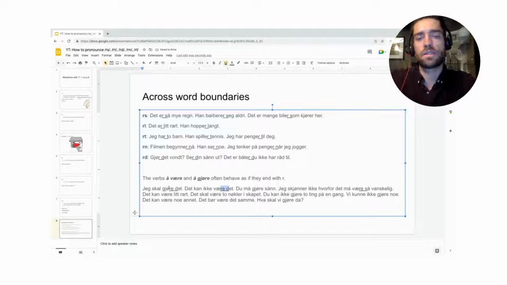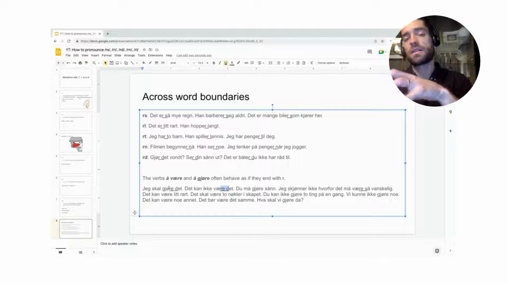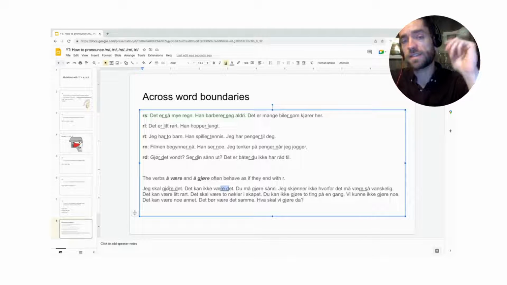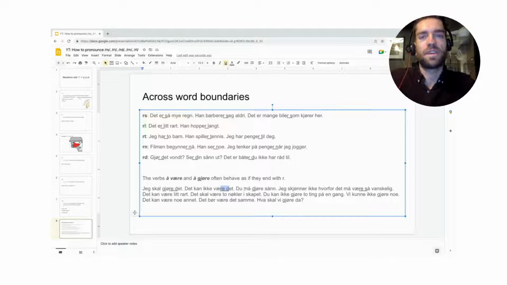So many times gjøre is gjør det when it's followed by a word starting with D or T or N or S, sorry. I hope you're not getting confused here. And the same with være. Many times it's pronounced as være det. So you will hear det kan ikke være det. Være det. Det kan ikke være det. Onwards. Du må gjøre sånn. Jeg skjønner ikke hvorfor det må være så vanskelig. I notice one more. Hvorfor det må være så vanskelig.